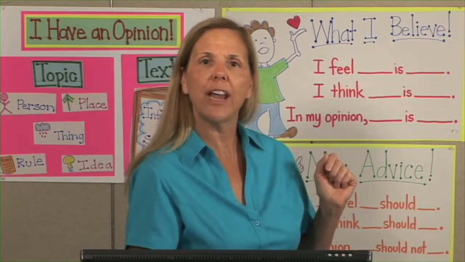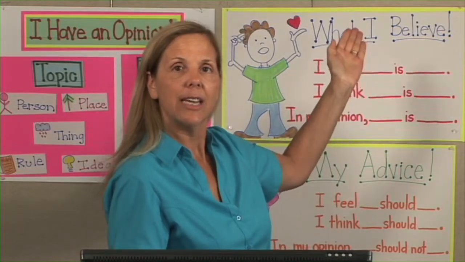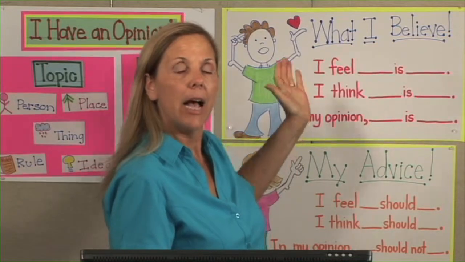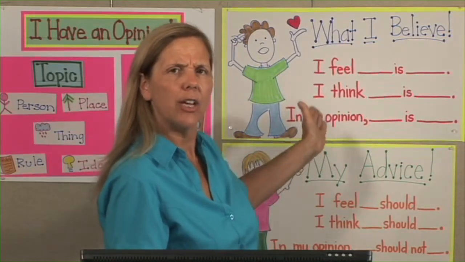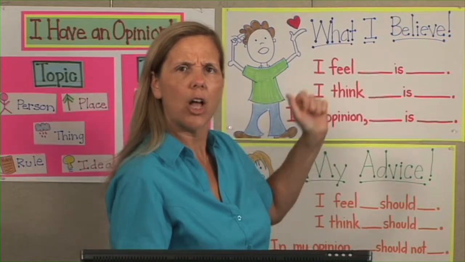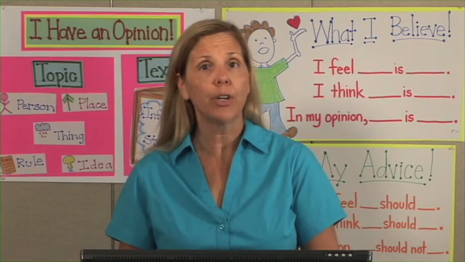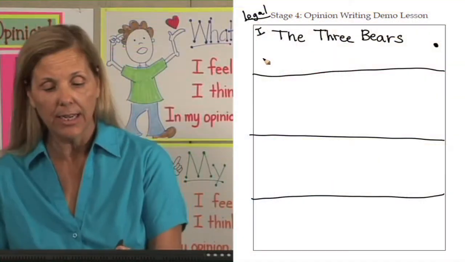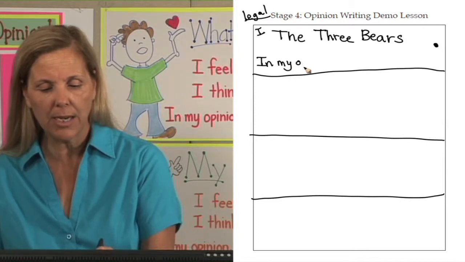Let's look at some of our frames here. We could say, I feel Goldilocks is a naughty girl. I think Goldilocks is a naughty character. In my opinion, Goldilocks is naughty. We will choose one of our frames in order to write our topic sentence. So we have, let's say, in my opinion.